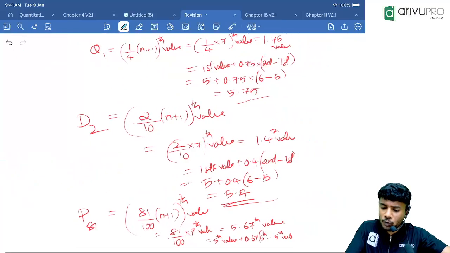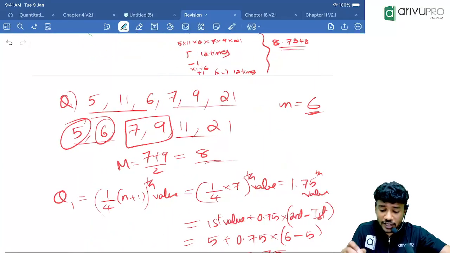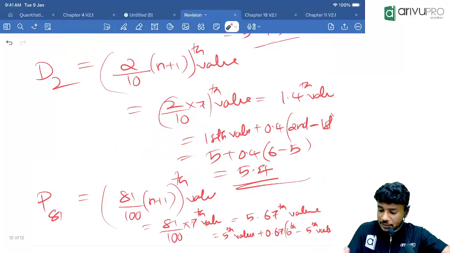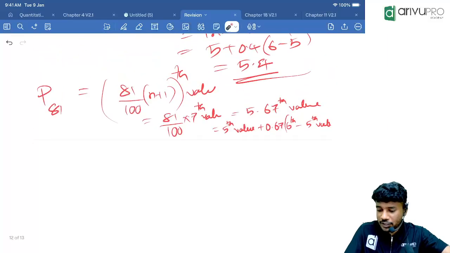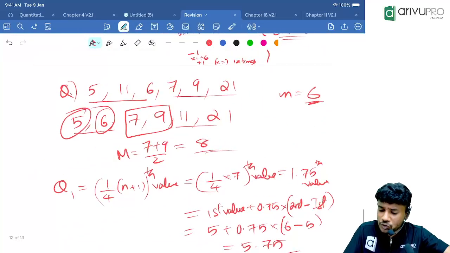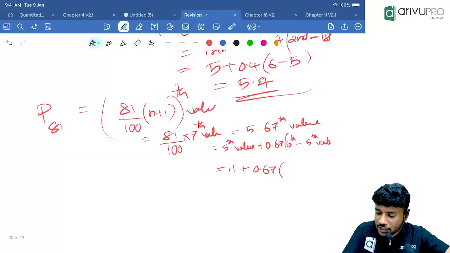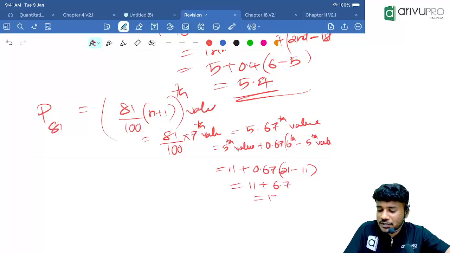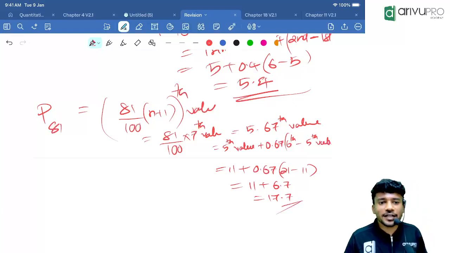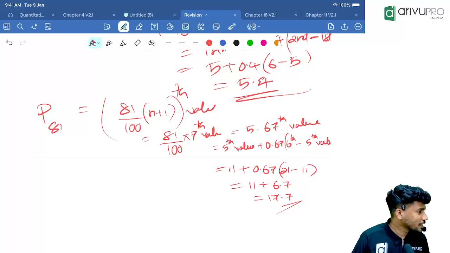Now tell me, people, who is the 5th value over here after arranging in increasing order? Fifth value is 11. 11 plus 0.67 into, sixth value is how much? 21. So 21 minus 11 is how much? 11 plus 6.7, right? How much is the answer? 17.7. So we found percentile also. We have everything, people.